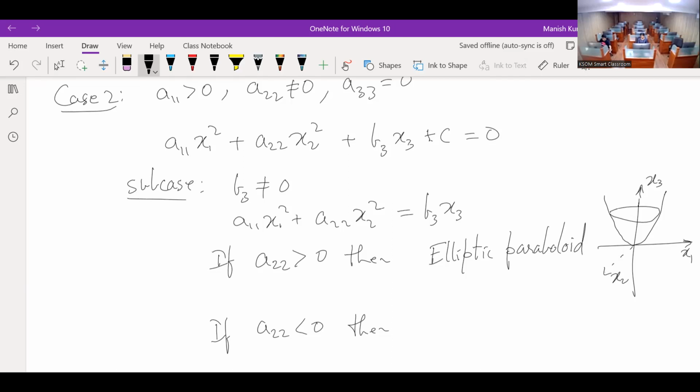So it's not an elliptic paraboloid, but a hyperbolic paraboloid. Yeah, so hyperbolic paraboloid.